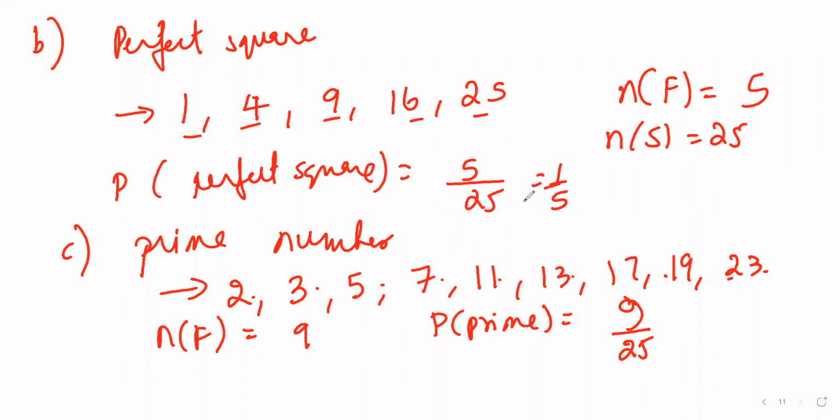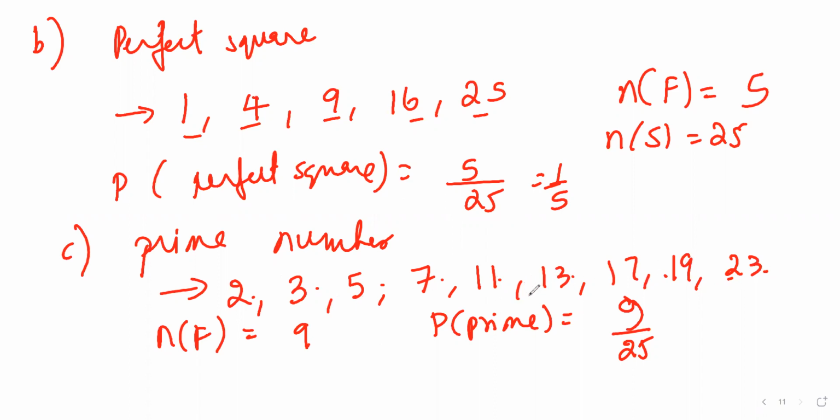So we are done with the perfect square. Now it's come to prime numbers. The prime numbers from 1 to 25 are: 1 is neither prime nor composite, isn't it? So 2 is the smallest prime and the only even prime. Then we have 3, 5, 7, 11, 13, 17, 19, and 23.